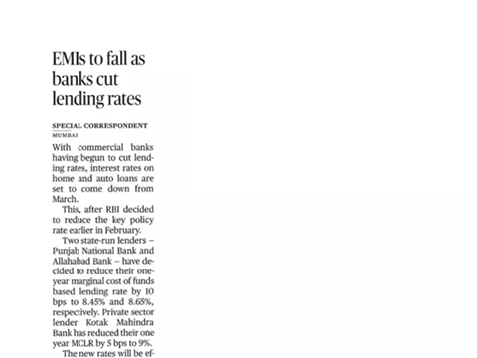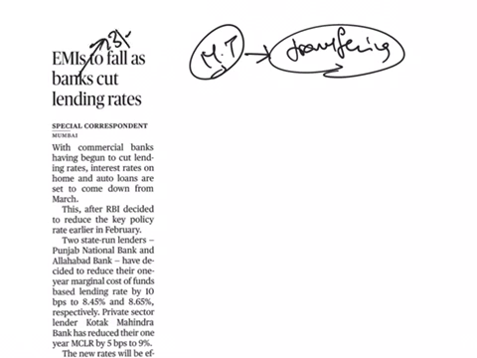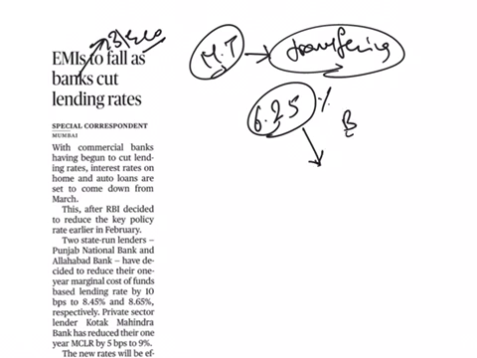The next article is EMIs to fall as banks cut the lending rates. We spoke about monetary transmission, which is nothing but transferring the benefits to the customers. This article comes under GS paper 3 under the topic of economy. Recently the RBI has reduced the repo rate by 25 basis points, so now it is 6.25%.